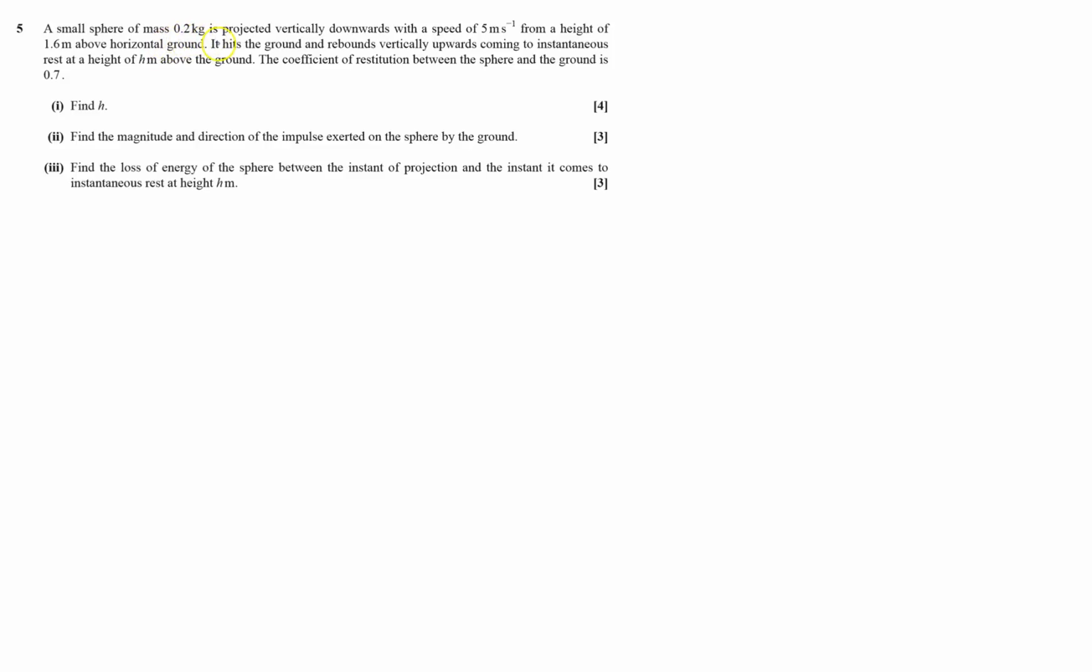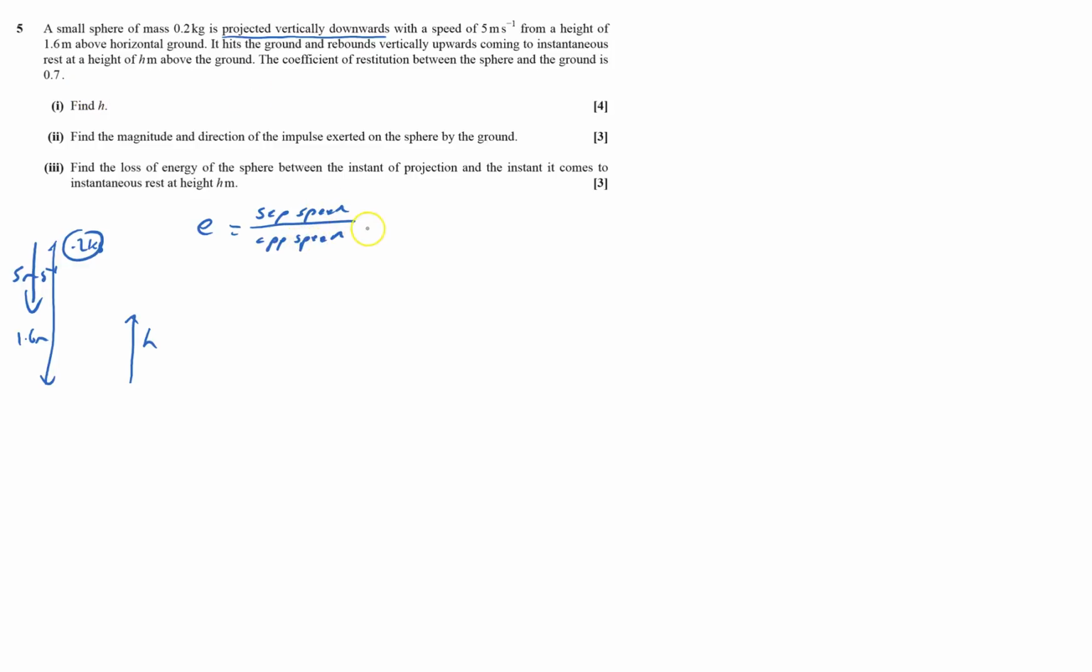Got a sphere of mass 0.2 kilograms projected vertically downwards, speed 5 meters per second, from a height of 1.6 meters. It hits the ground and then bounces back up again. That'll be H. The coefficient of restitution is E, and I always write down E as separation speed over approach speed.